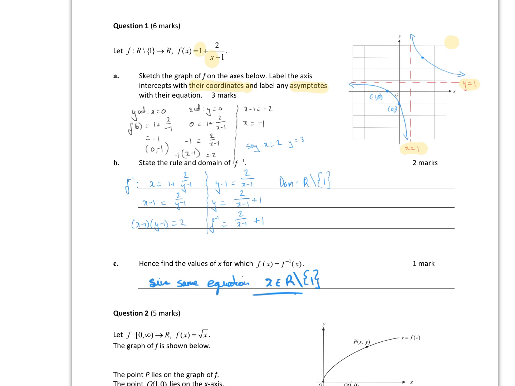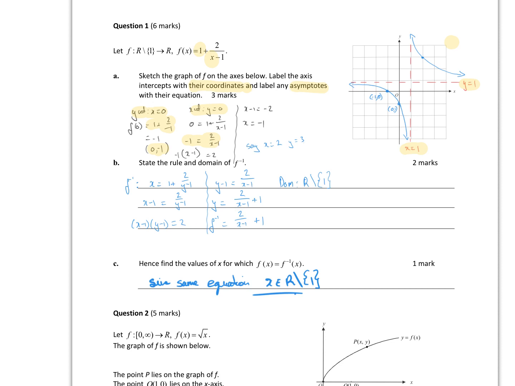And so we need to find our intercept. So if we come to the middle, the y-intercept, x equals 0, just put 0 into the equation. I get the point (0, -1). X-intercept, put y equals 0, solve the equation. So at this point here, we get -1 equals 2 over x minus 1.